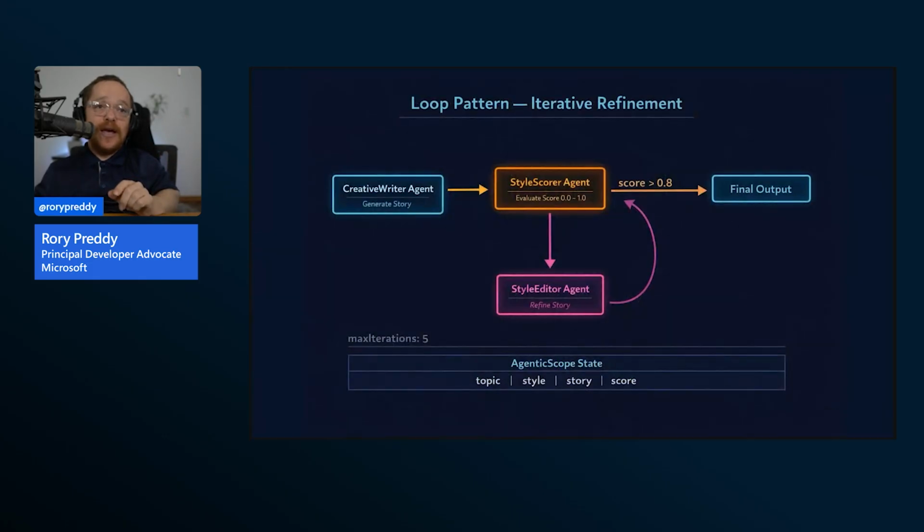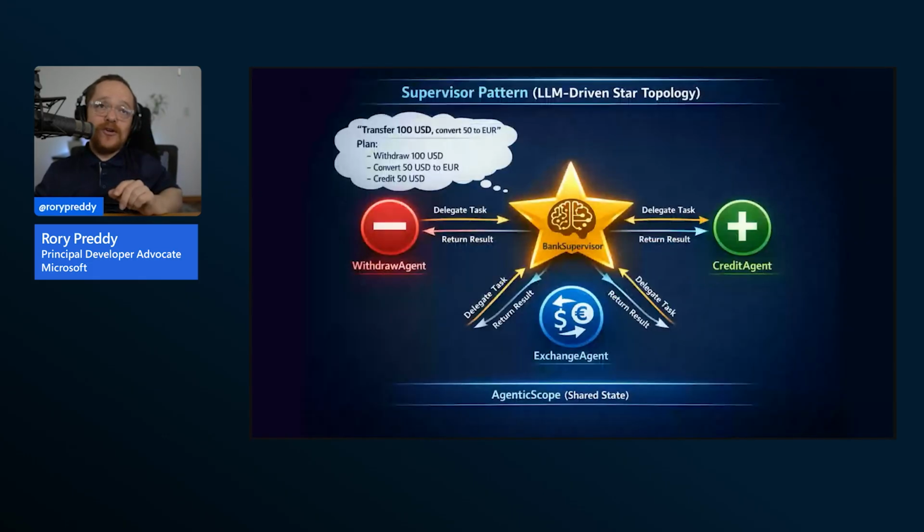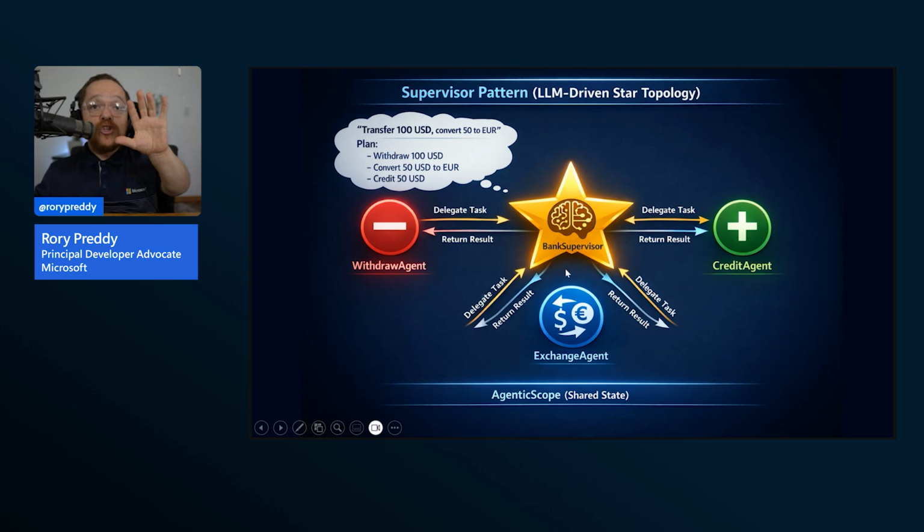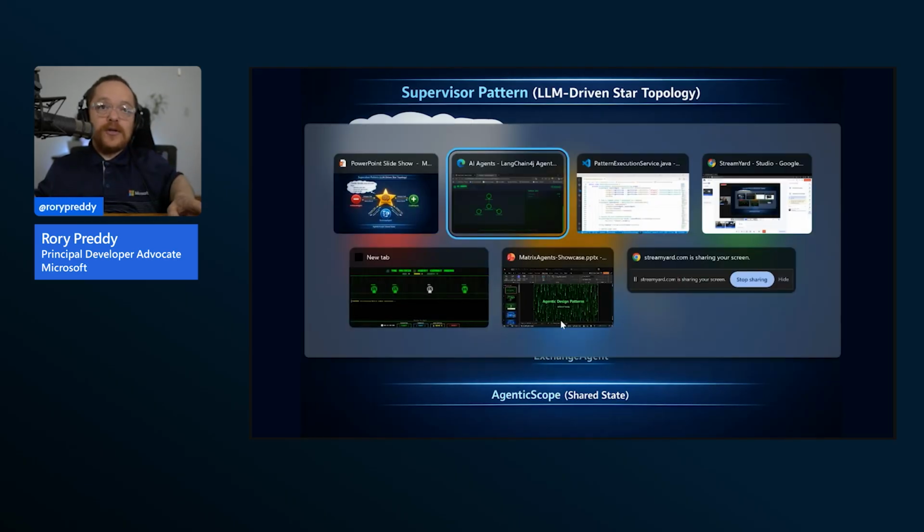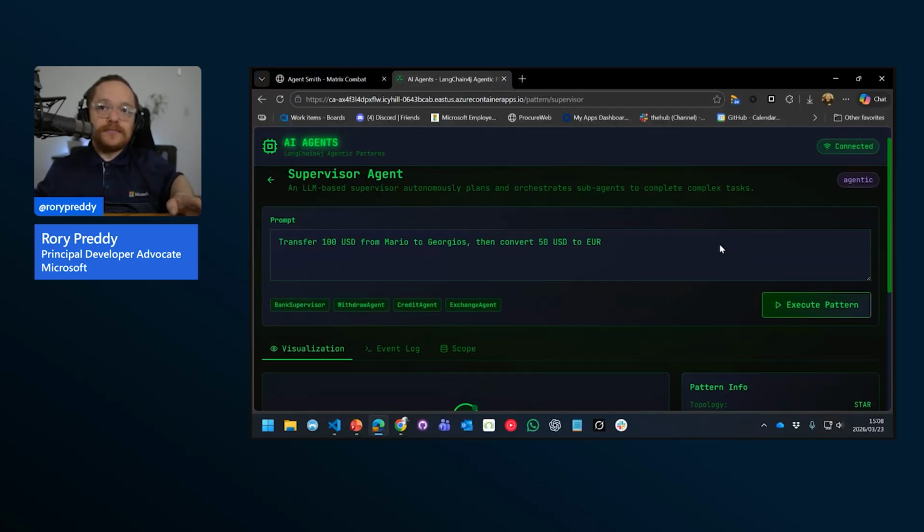So if I go into here, and we've done conditional, and the supervisory pattern says, okay, cool, I need to do a transfer. Which one of these can do a transfer? I need to do an exchange. Which one of these can do exchange? And then credit agent here. And the banking supervisor is going to actually choose which one, then look at the results and say, I like those results, or I didn't. Go do it again.